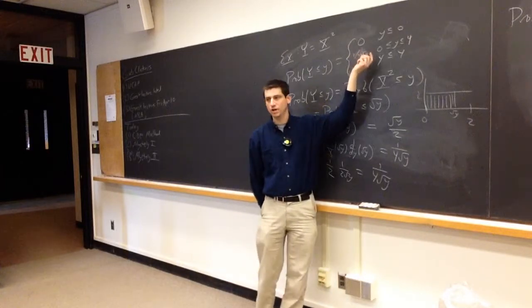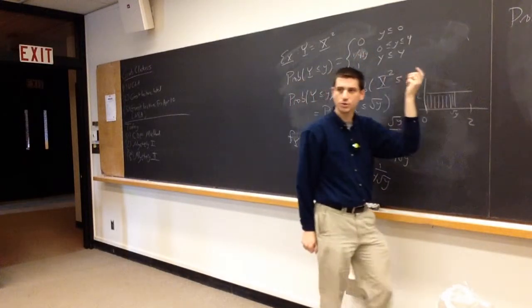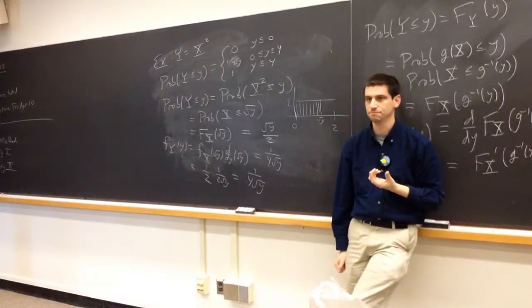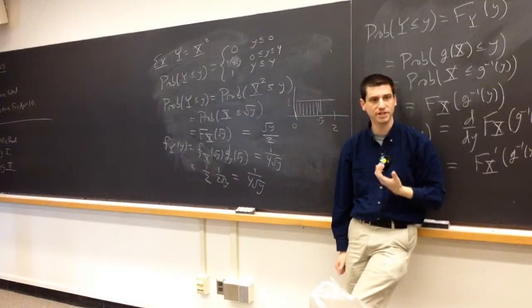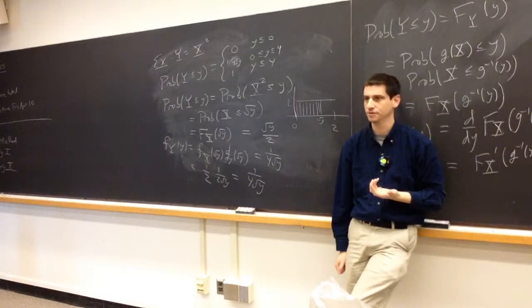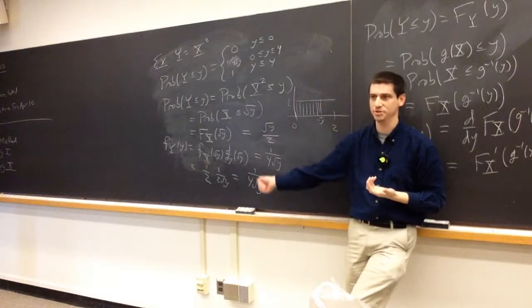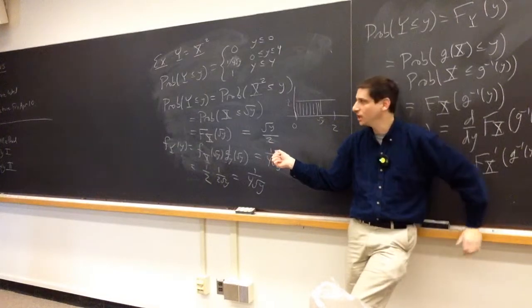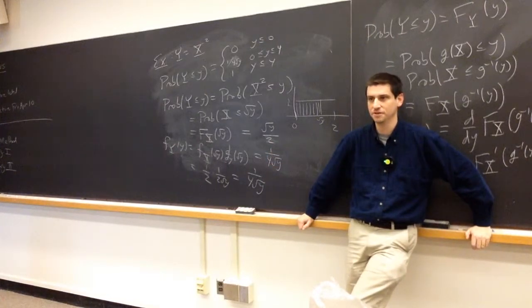Does this answer look right to you, 1 over 4 square roots of y? What do you think? Does that look like a probability distribution function? Have I made any algebra mistakes? I tried to do it two different ways, but could I have made an algebra mistake? What do you think? What could we do to check and see if this is reasonable?